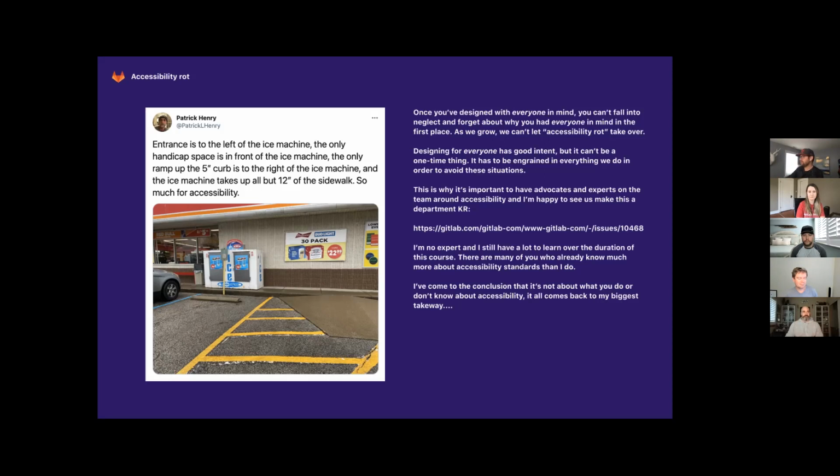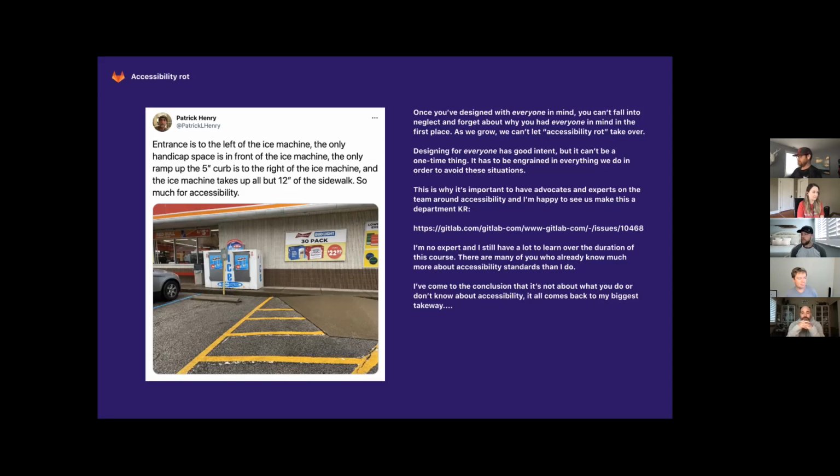And so, once you've designed something with everyone in mind, we can't fall into neglect and forget why we had everyone in mind in the first place. And as we grow, we can't let accessibility rot take over. Like I said, there's good intent, but it can't be a one-time thing. It has to be ingrained in everything we do in order to avoid these situations. And it's important to have advocates and experts on the team around accessibility.